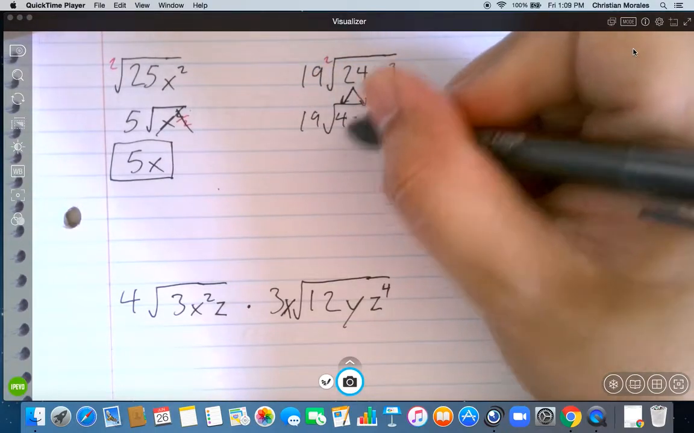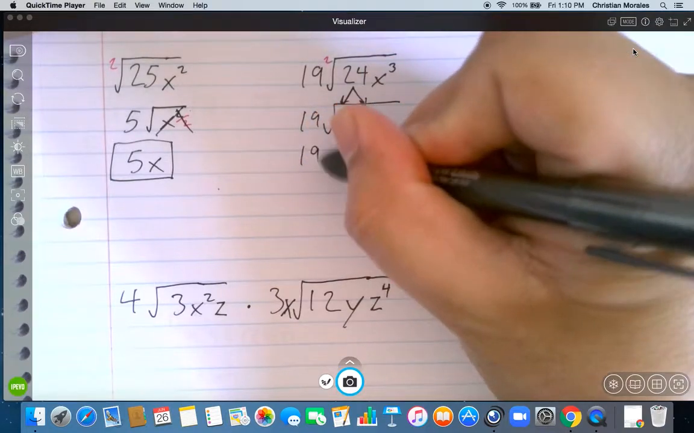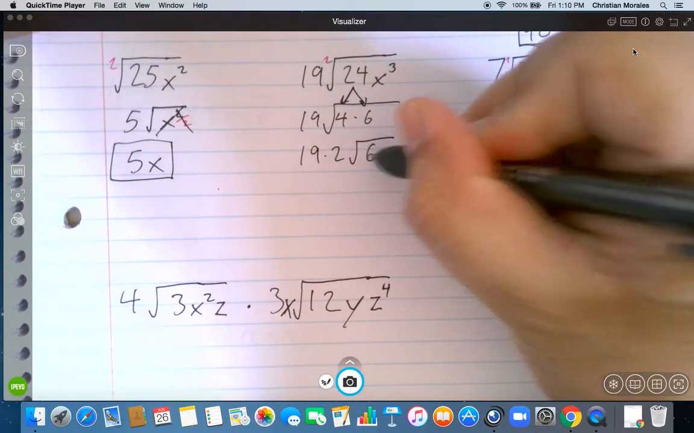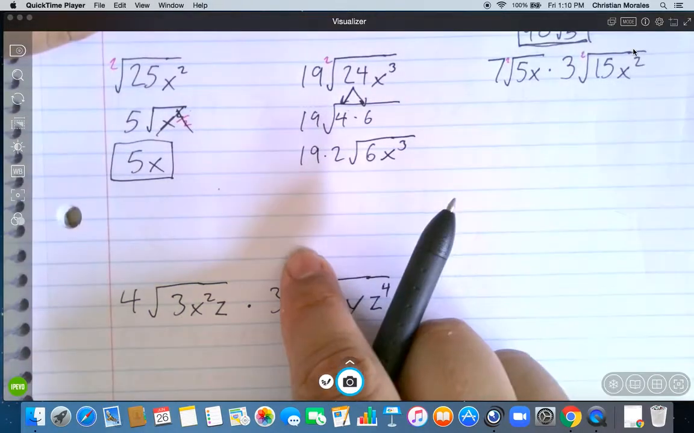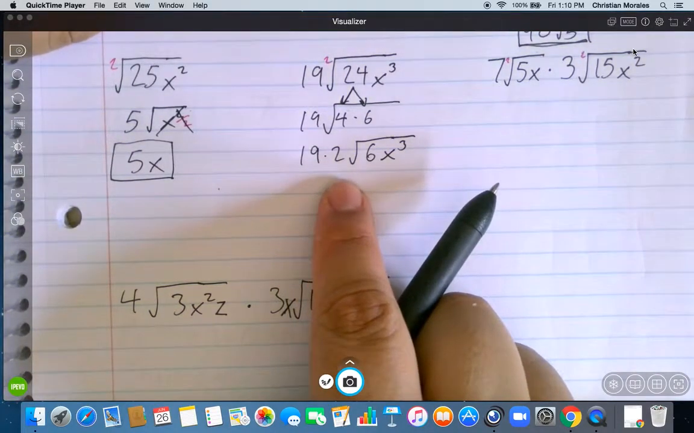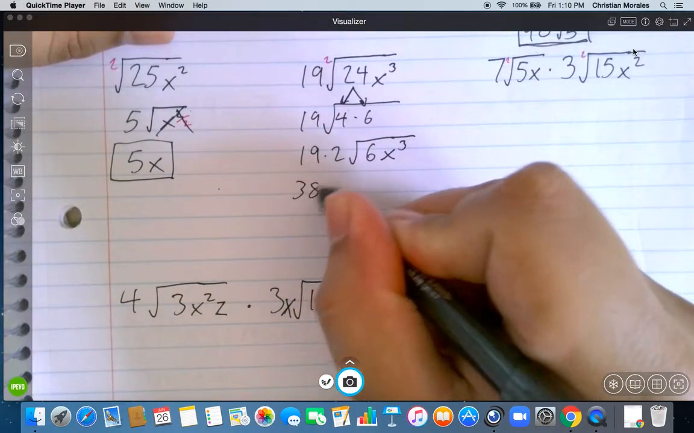Square root of 4 is 2. So you take out the 2. So you get 19 times 2, square root of 6, x to the third power. 19 times 2 is going to be 38. Yes, 38. Sorry, I was just double checking.